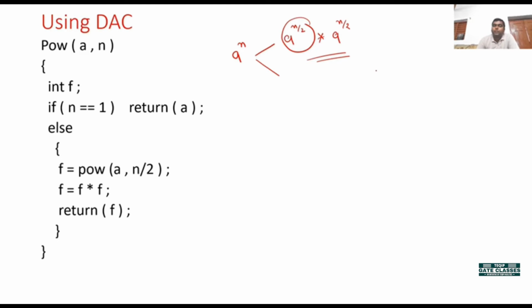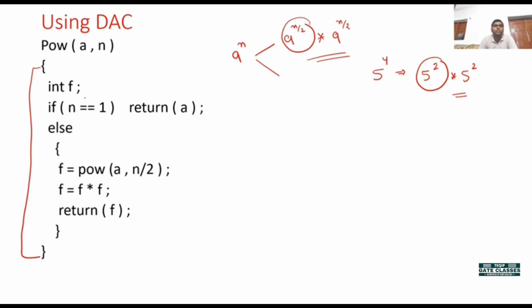Let us suppose, for example, you want to calculate 5 raised to the power 4. So how to do this? Just solve 5 raised to the power 2, just half of that, and whatever the result is, multiply it with itself. So the result multiplied with itself is 5 raised to the power 4. So ultimately you will get the same answer. So this is the divide and conquer strategy for power of an element.